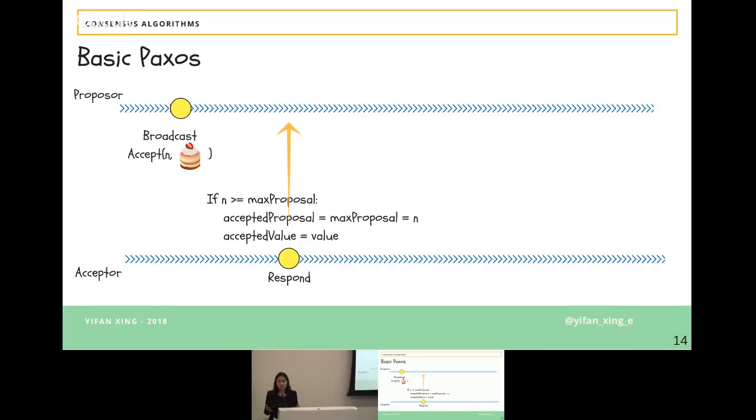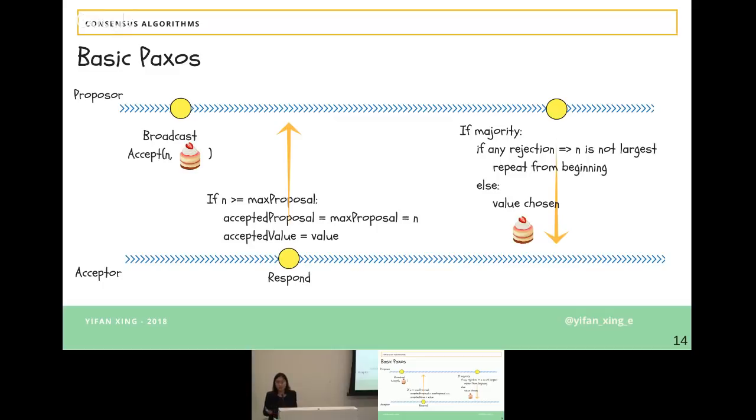And again, before they respond, they first have to check, is this proposal number still the largest that I've ever seen? Basically, they're checking, is this proposer the same proposer as the one that I've made my promise to? And then if it is, we're going to accept the proposal. We're going to also update our proposal number.